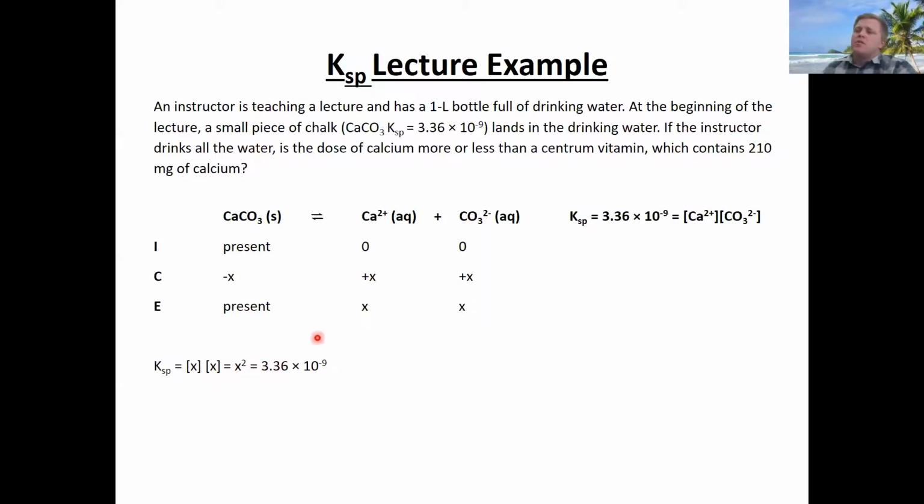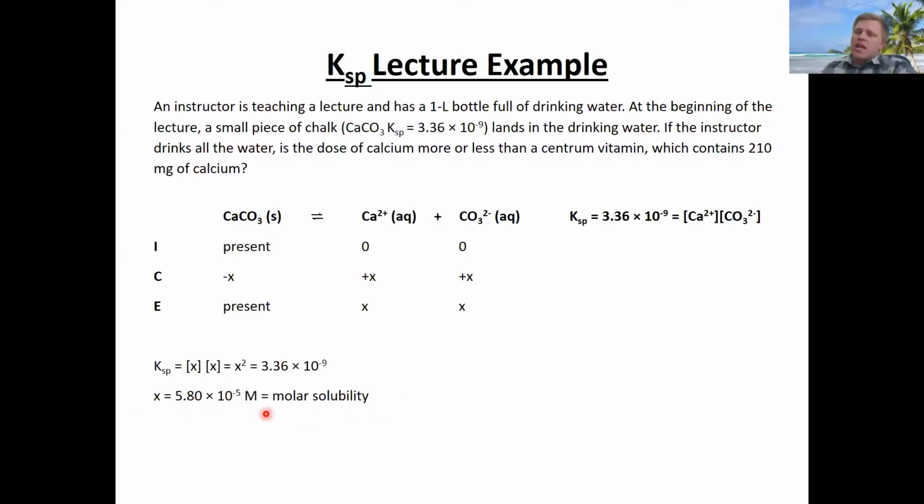That's equal to 3.36 times 10 to the -9th. Now we are looking for x to figure out our concentrations of calcium and carbonate. So we can solve that by just taking the square root of this equation. That'll give us x equal to 5.8 times 10 to the -5th, and this is in molar. So this is what we call our molar solubility.